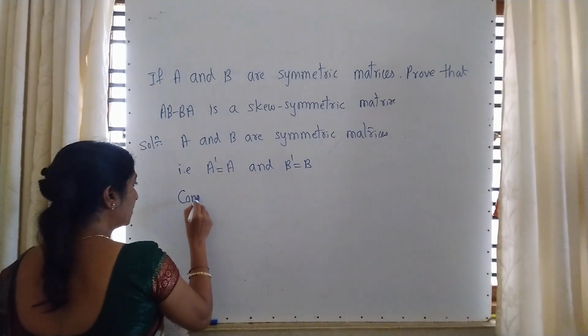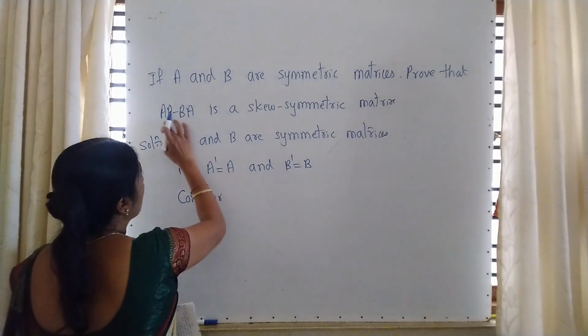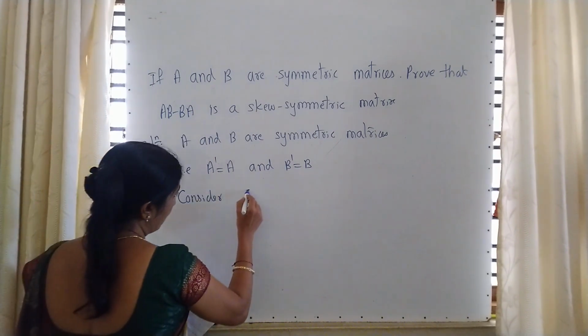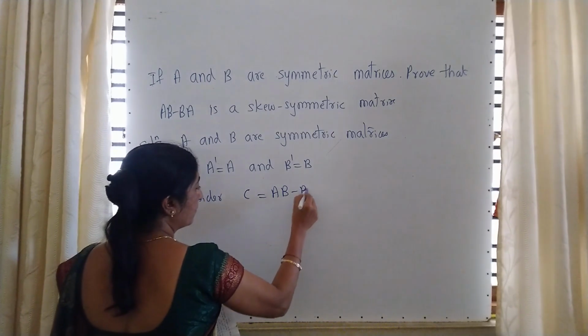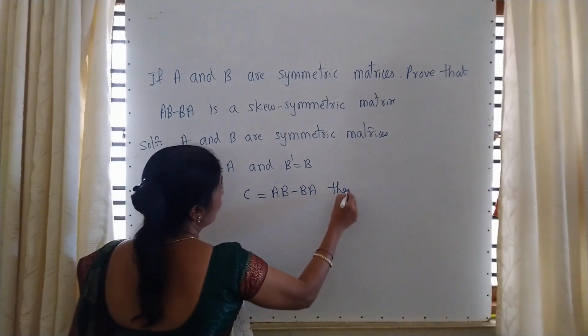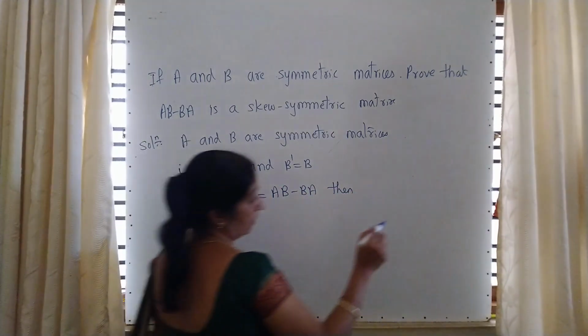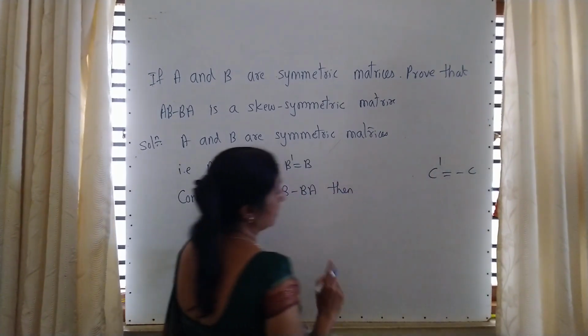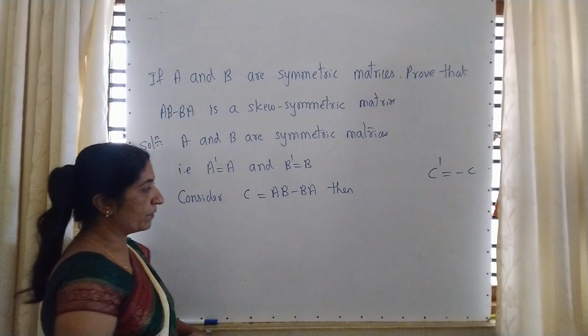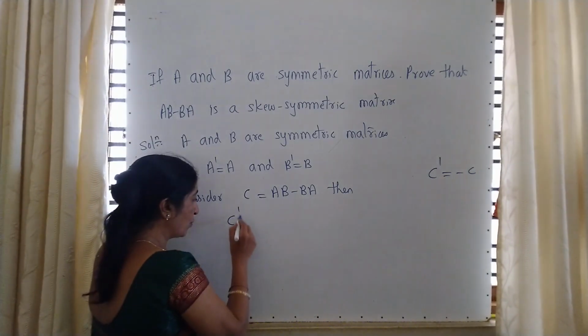Now consider AB minus BA. Let us take C. C is equal to AB minus BA. And we have to show that it is skew symmetric. What is the definition? We have to show that C transpose is minus C. This is the definition of skew symmetric. So take a transpose on both sides.